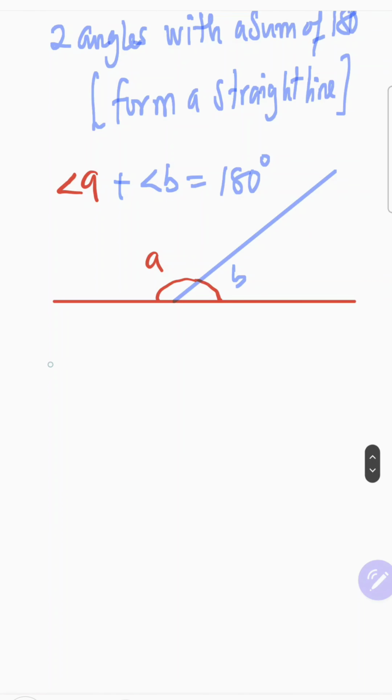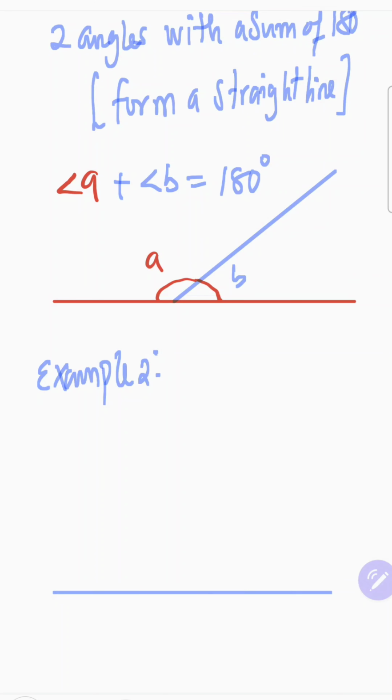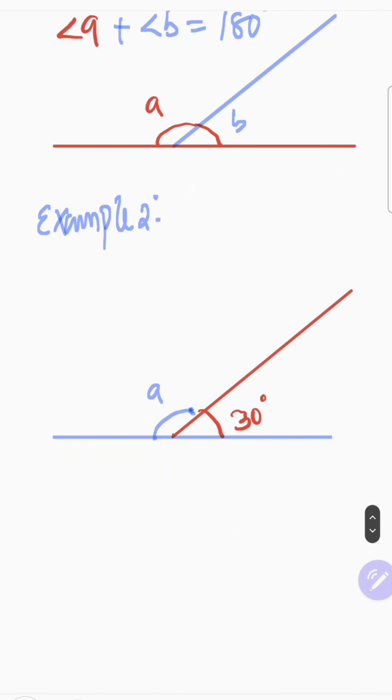Now let's have an example 2. So we have example 2. For example 2, let's have a straight line. And here we have another line bisecting this. So here we have angle A unknown, angle B to be 30 degrees. What is angle A?